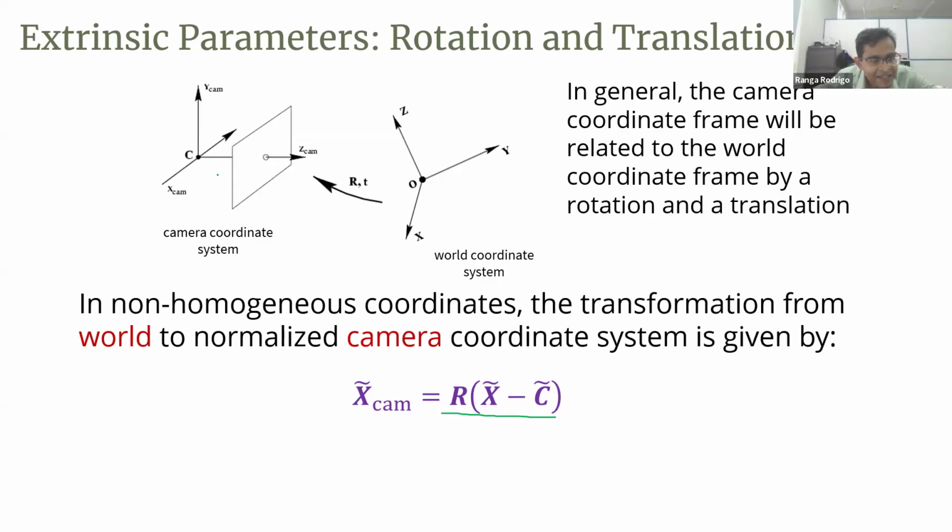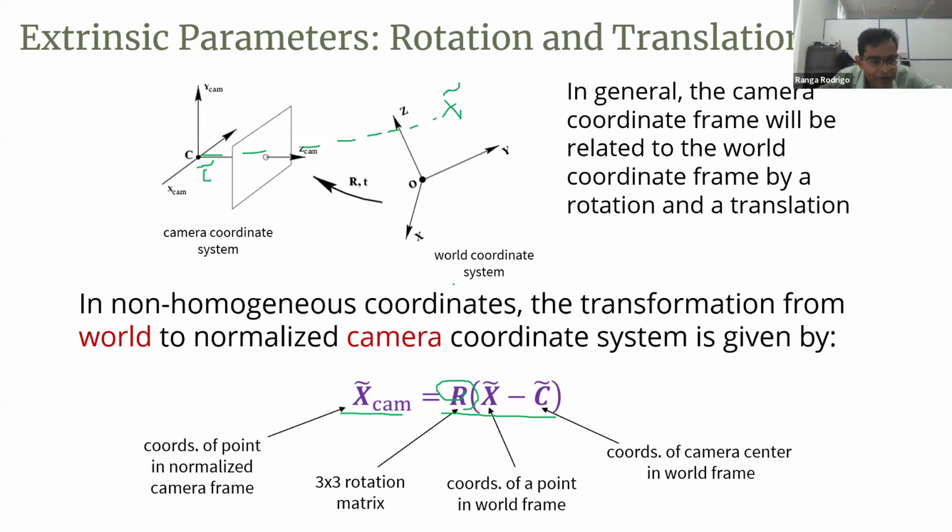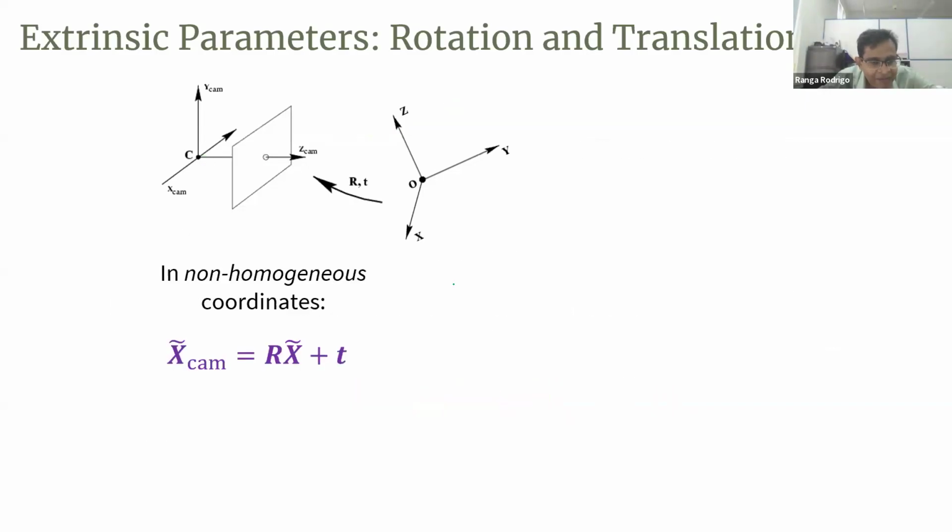So this is the camera center in non-homogeneous coordinates, C tilde. So maybe this x tilde is there. You subtract C from that and then apply the rotation to get x with respect to the camera. Now it is with respect to the camera. This is the coordinates of the point in the world frame, the coordinates of the camera center in the world frame, this is the 3 by 3 rotation matrix, and the coordinates of the point in the normalized camera frame. So we can write this as Rx plus T.